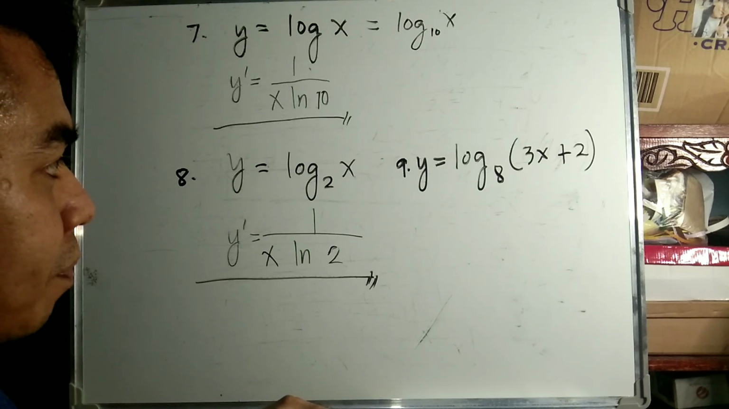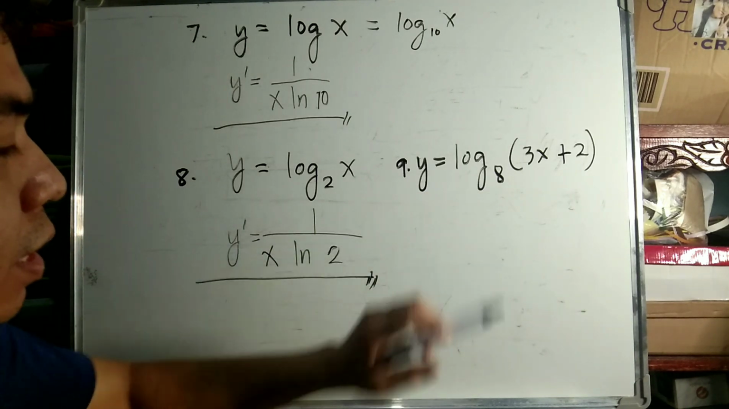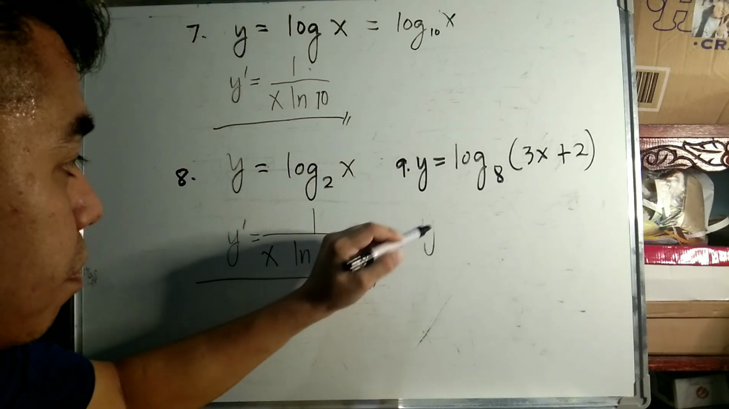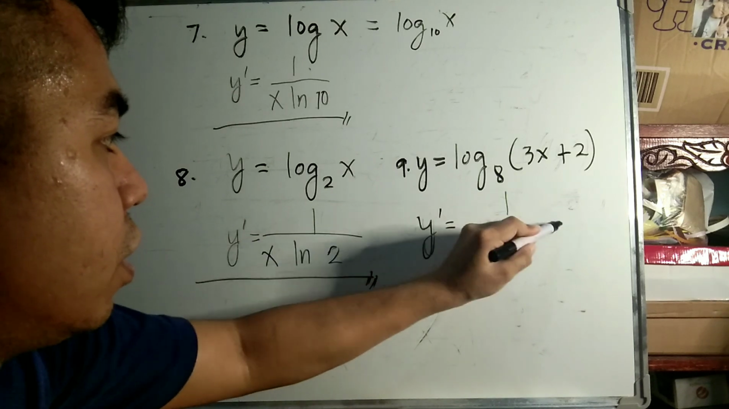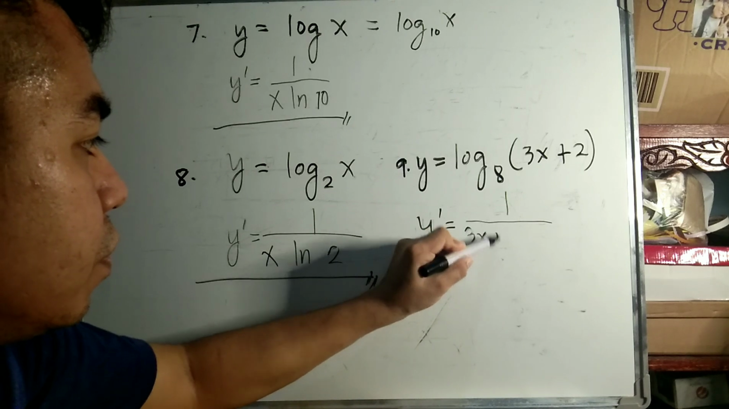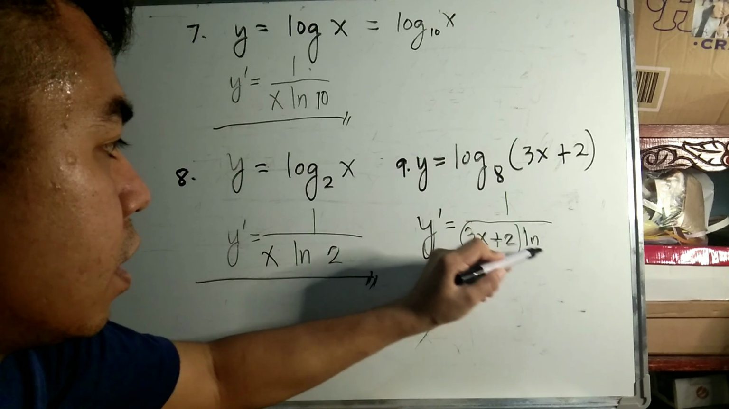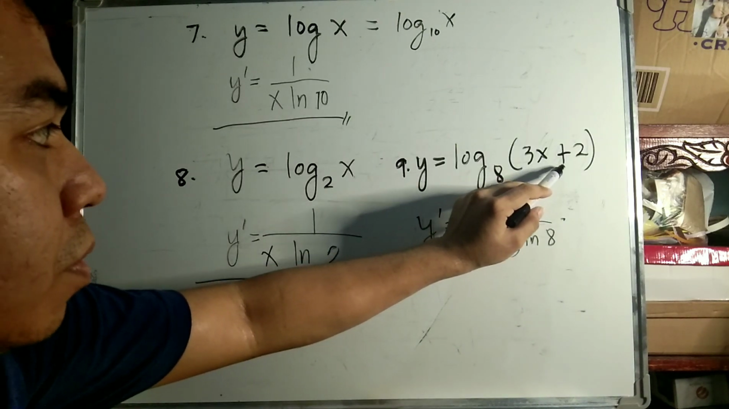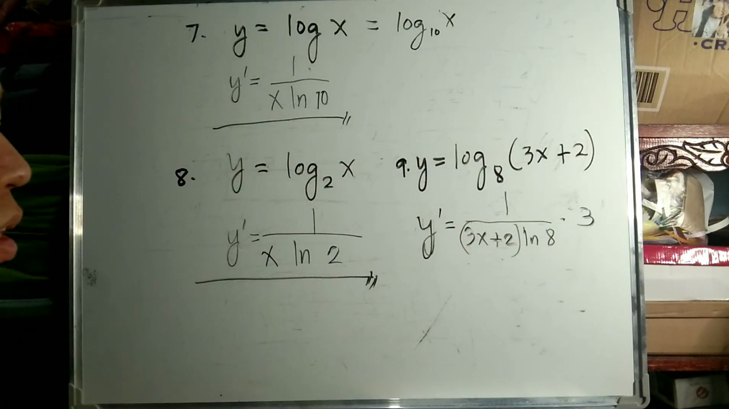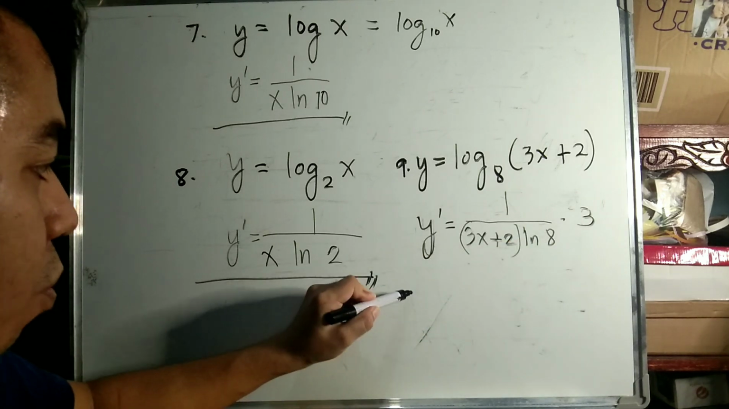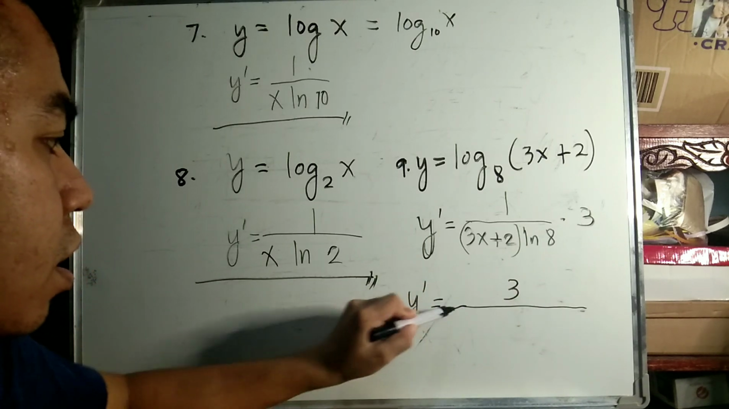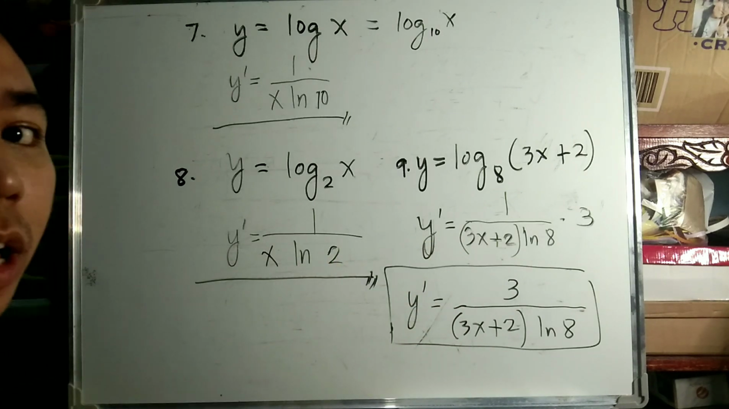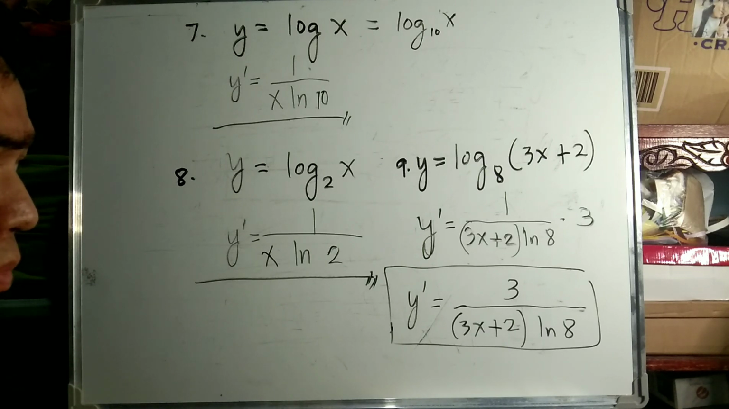And last, so meron tayong function dyan maliban sa x. So y equals log of 3x plus 2 to the base 8. So yung u natin dyan is 3x plus 2. Okay? So ganun pa rin, pag kinuha yung derivative, y prime equals 1 over kopya 3x plus 2 ln 8 times derivative naman ng u with respect to x. Ito, derivative naman ito. Okay, so we have 3. Okay, then 3 times 1 over 3x plus 2 ln 8. So the final answer is 3 over 3x plus 2 ln 8. And that's it.